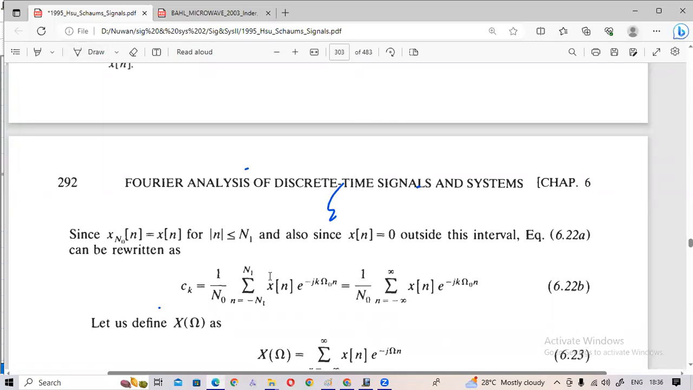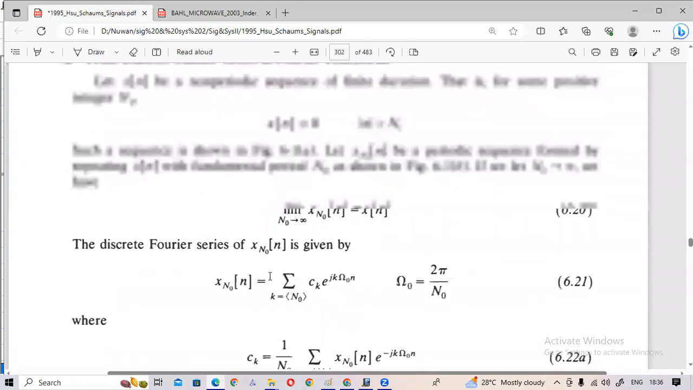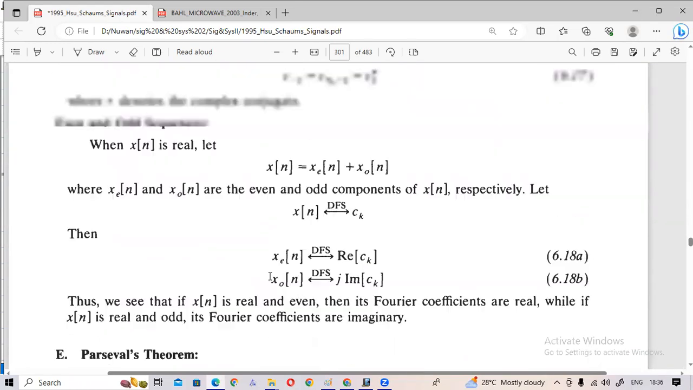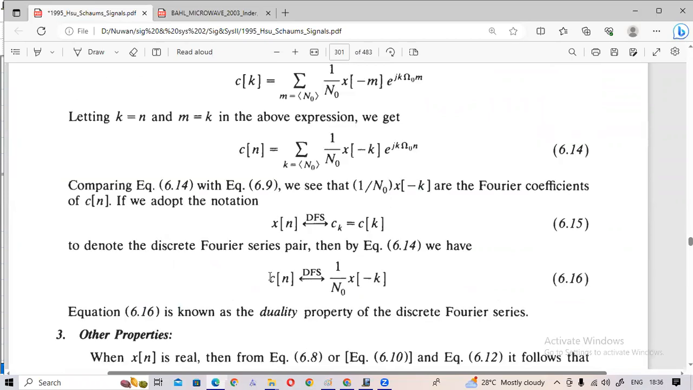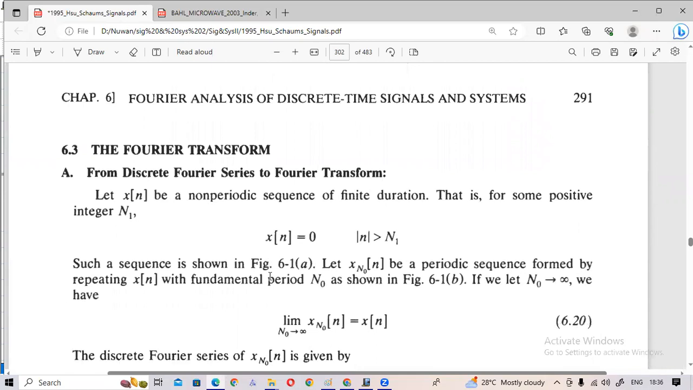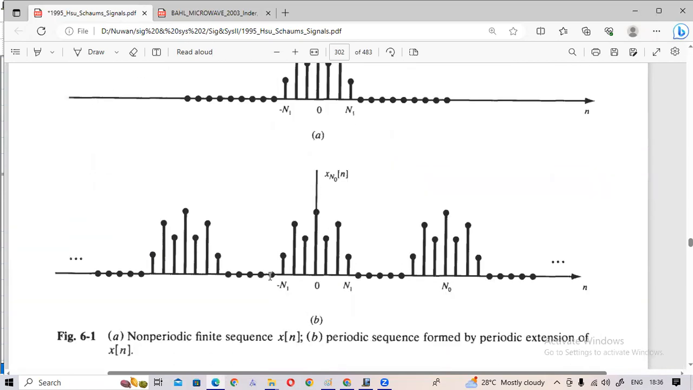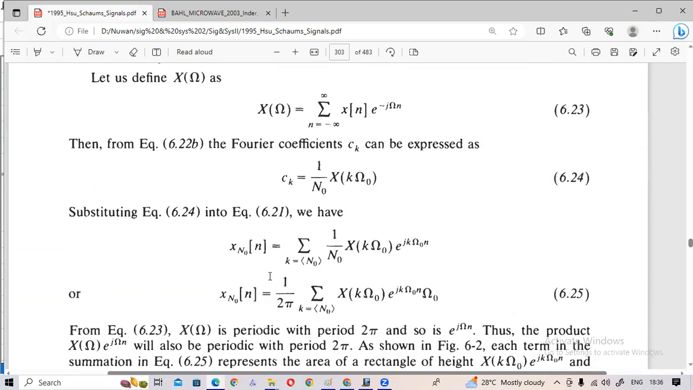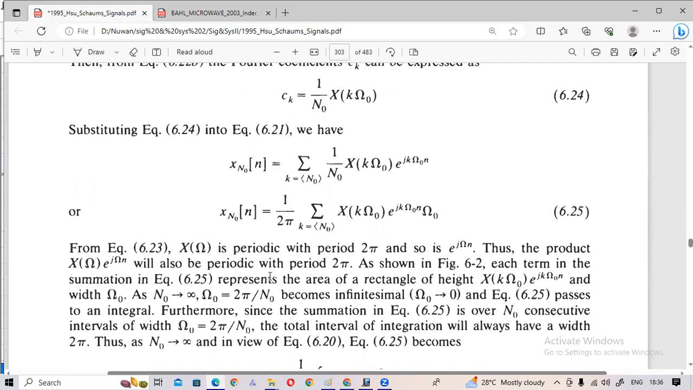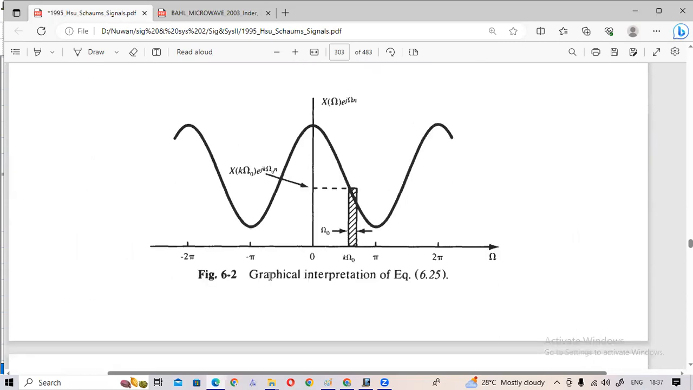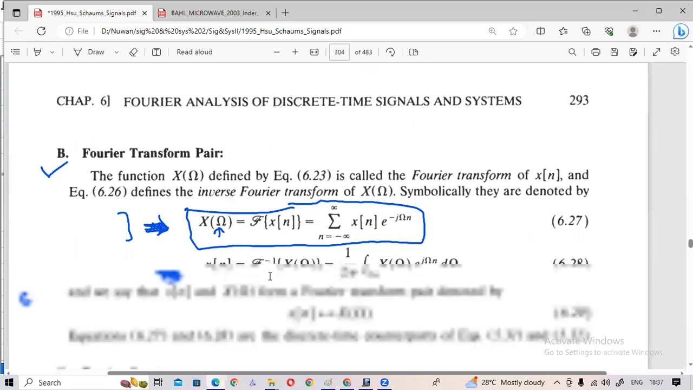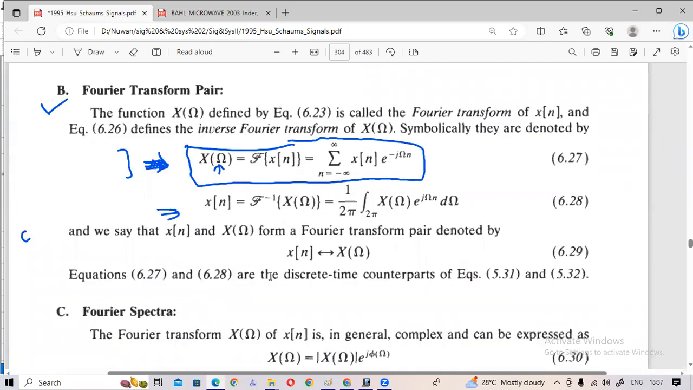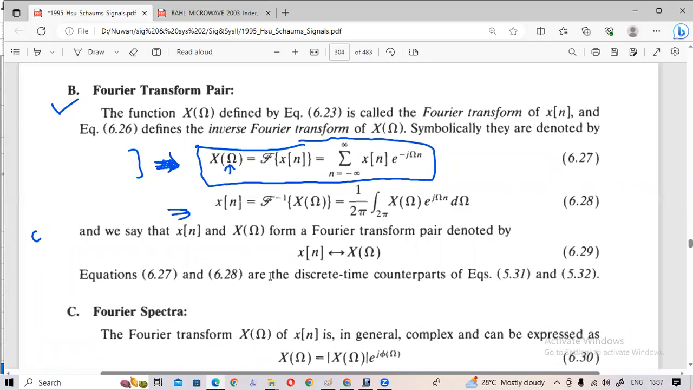so this is the identity. So these are the two identities. These are the two identities. So you have to use these two identities.